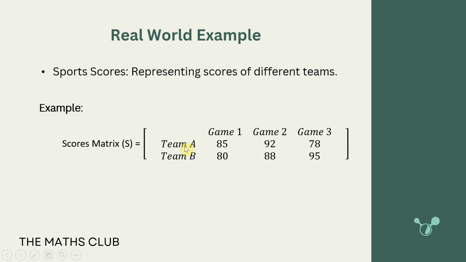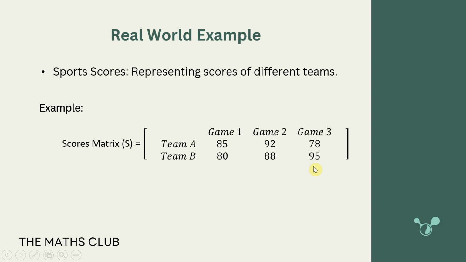Team A in the first game had 85 points. Team B in the first game had 80 points. So of course team A won this. And in game 2, team A had 92 points and team B had 88 points. So team A won this. And in game 3, I think this was a resounding flogging. Team A had 78 points and team B had 95 points. So you can see that team B got revenge for all the times that they had lost.